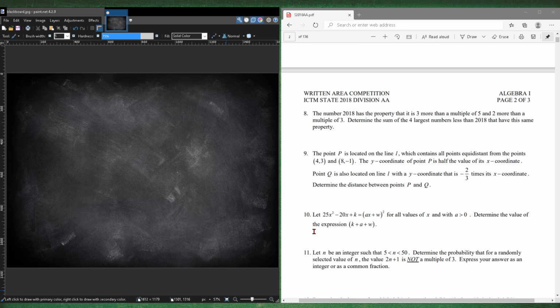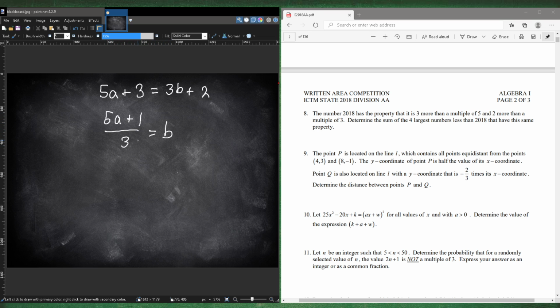Okay, and number 8. The number 2018 has a property that it is 3 more than a multiple of 5 and 2 more than a multiple of 3. Determine the sum of the 4 largest numbers less than 2018 that have this property. So what we could do is set this property equal to each other. We have a multiple of 5, so 5a plus 3, and then 2 more than a multiple of 3, so 3b plus 2. So a and b have to be integers because they have to be multiples. So this is 5a plus 1 divided by 3 equals b.